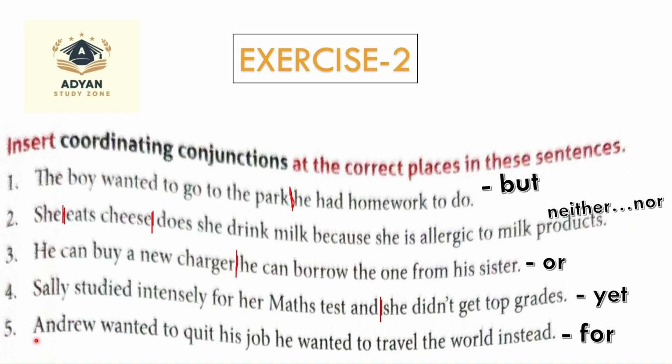Fifth is, Andrew wanted to quit his job. He wanted to travel the world instead. So it will be placed before he. As I told you before, for is another word for because. So we will read again. Andrew wanted to quit his job for he wanted to travel the world instead. That is because he wanted to travel the world instead. As we have finished exercise 2, we'll move on to the next one.